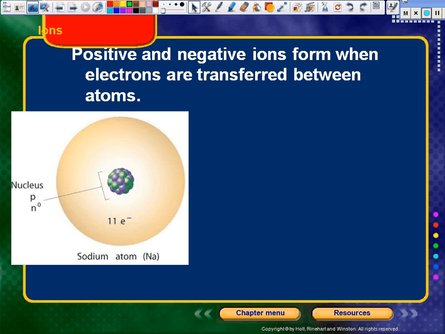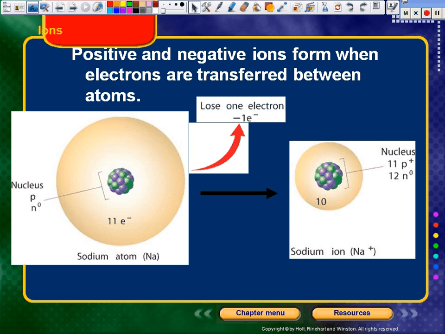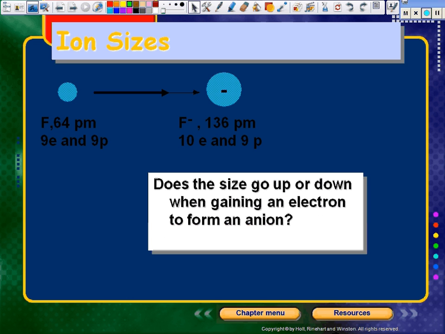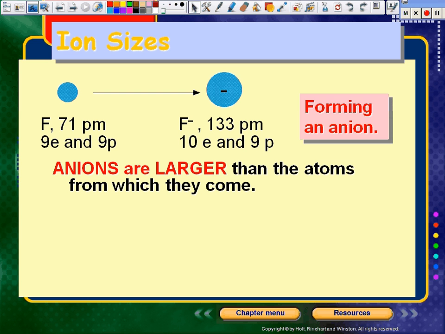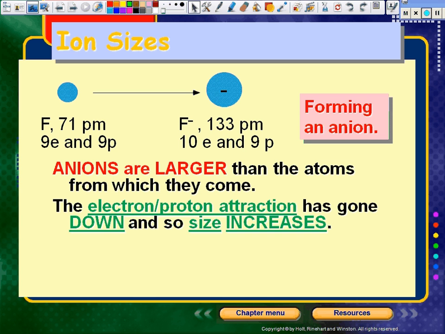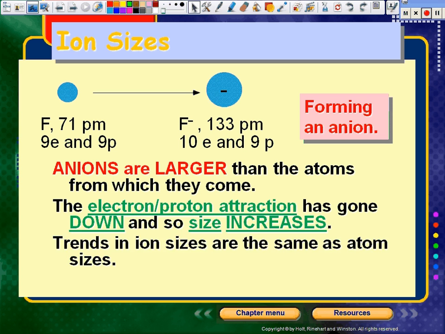Okay, now let's look at the opposite. What did fluorine do when it gained an electron? It got bigger. It went from 64 to 136. It had to go up just a little bit. So again, anions get a little bit bigger. The electron-proton attraction goes down, and the size must increase. Now let's talk about why it goes down. Guys, let's look for just a second. If we had a tug of war versus 9 on 9, who's going to win?